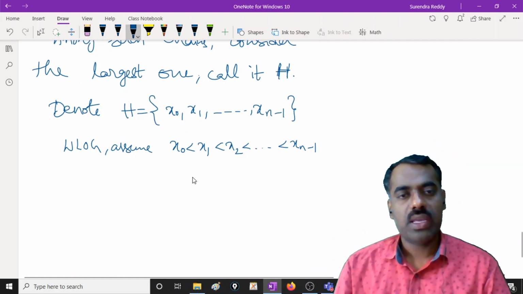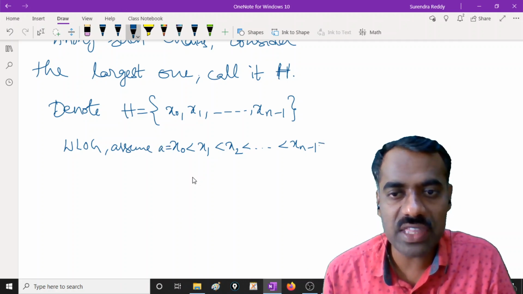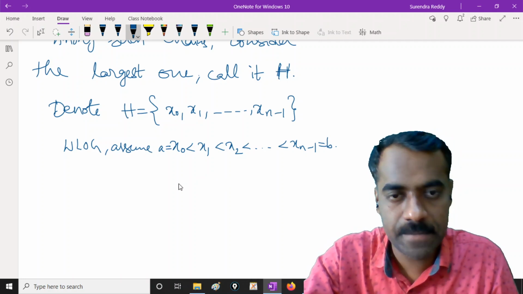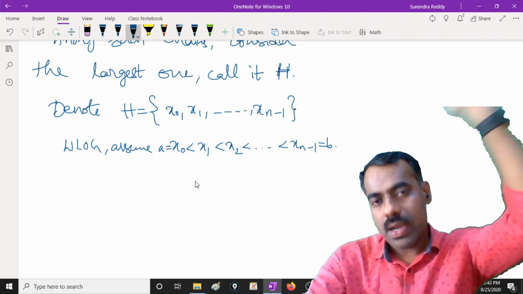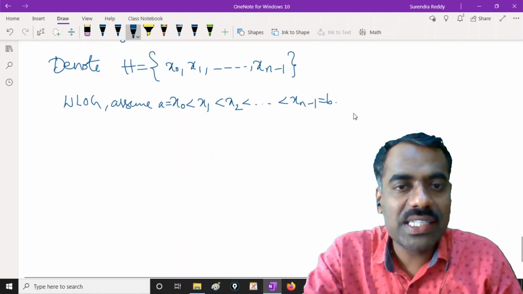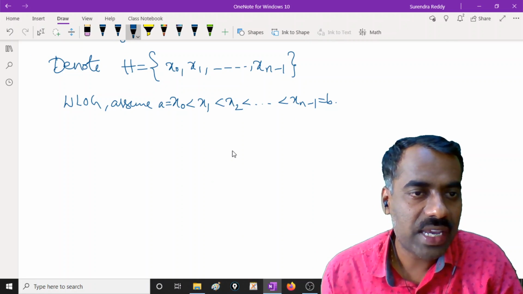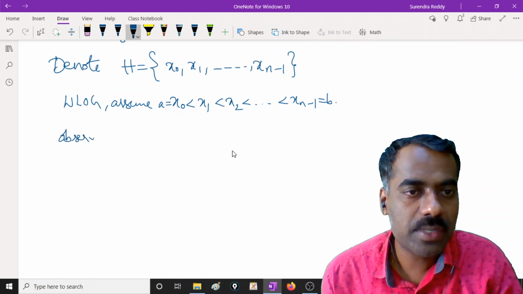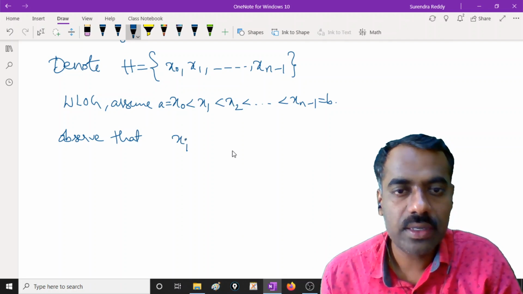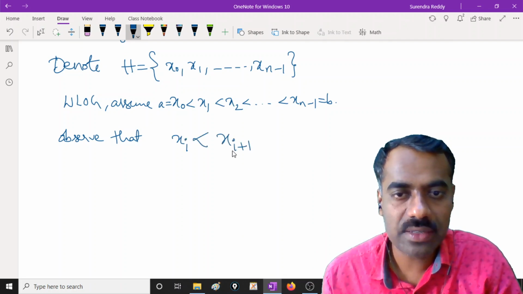Now, here this is our A, because it is a chain. It should start with A and end with B. That is our assumption, right? Now, we can prove that whatever chain we got is actually a covering relation. Why is this a covering relation? We can observe that each xi is actually covered by xi plus 1.